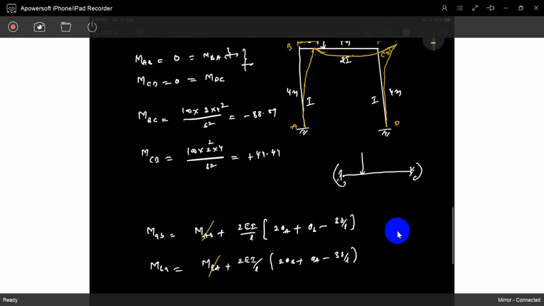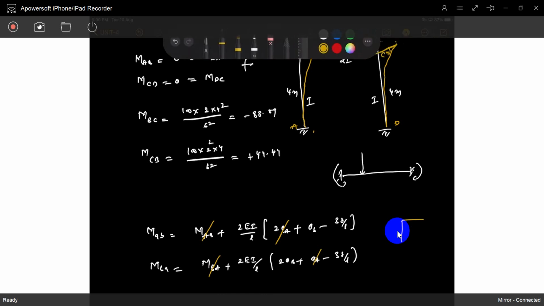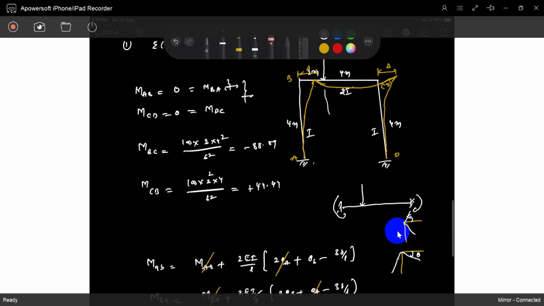MAB is 0, MBA is 0. Theta A is 0 because it's a fixed support. Theta A is a support, theta B has rotation. I already said it's a fixed joint. A fixed joint maintains 90 degrees, otherwise it is like this. It may undergo anti-clockwise or clockwise rotation. I assume it's clockwise rotation.